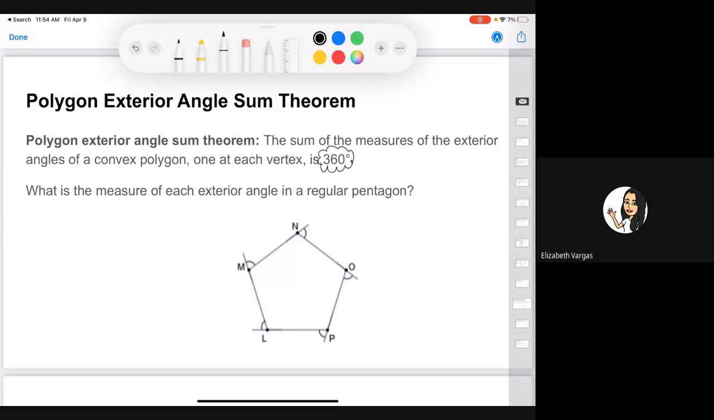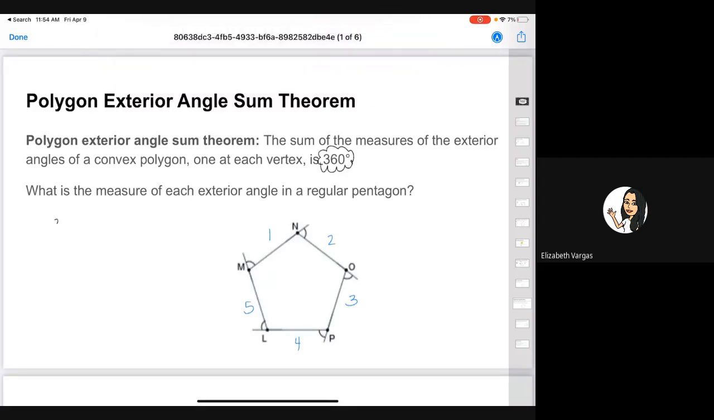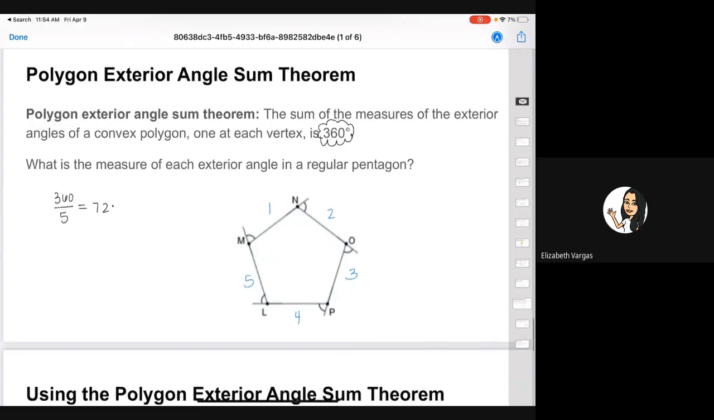So say here I have a regular pentagon, and I'm asked to find the measure of each exterior angle. Well, I have 5 sides, and my exterior angles are equal to 360 degrees. So I would take 360 and divide it by n, which is 5. So each of those angles is equal to 72 degrees. So that's one way I can solve.